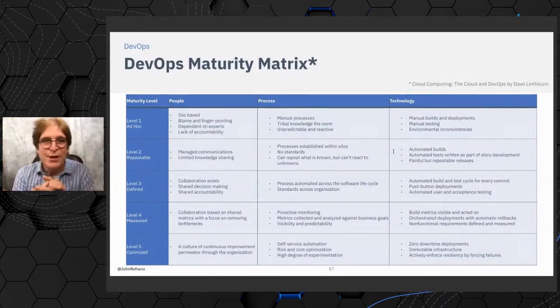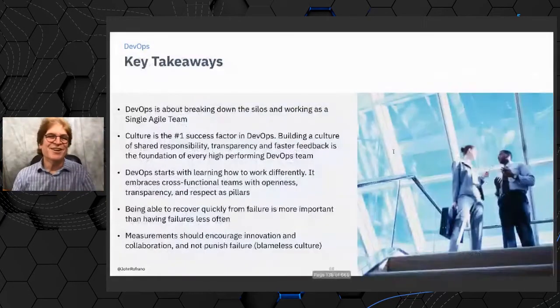This is a DevOps maturity matrix. You could probably pause the video and look at the whole thing. But are you silo-based, blame game, finger pointing, or do you have a culture of continuous improvement that permeates the organization, right? And all the shades in between of that.